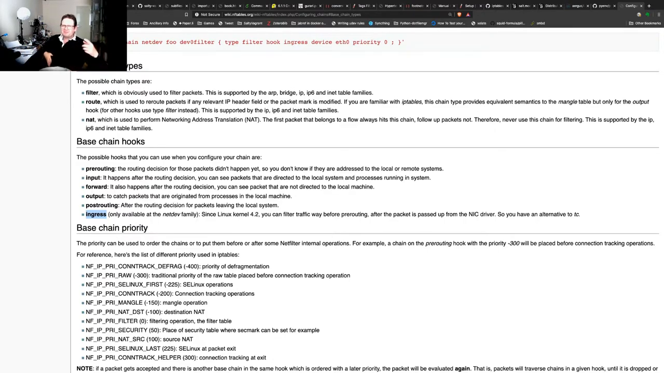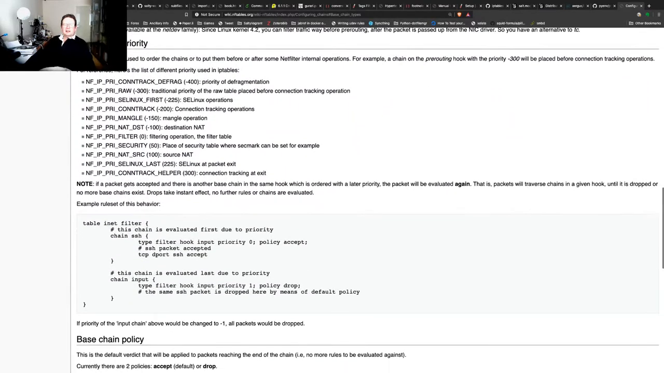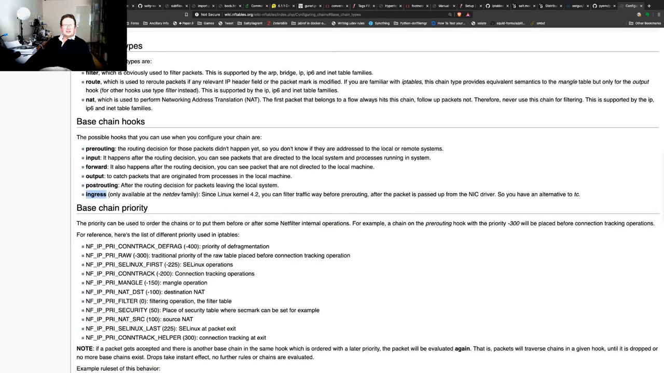Which is between the network interface card decoding the electronic signals, but before it even reaches pre-routing. So your packet really is raw when it hits ingress, because it literally has just come off the wire, as it were, and your netfilter system really has done nothing with it at the point of ingress. Okay, so these are chained hooks.